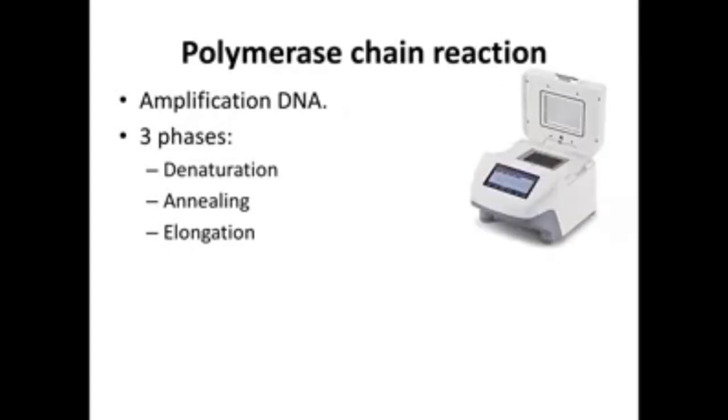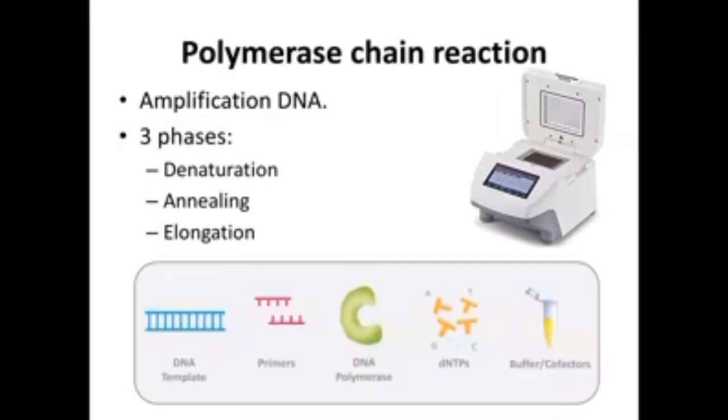We use this machine to make a PCR, the thermocycler, and we need these compounds. To make a PCR, we need the DNA to amplify, the primers that are short DNA fragments, DNA polymerase, dNTPs, and buffer with cofactors.